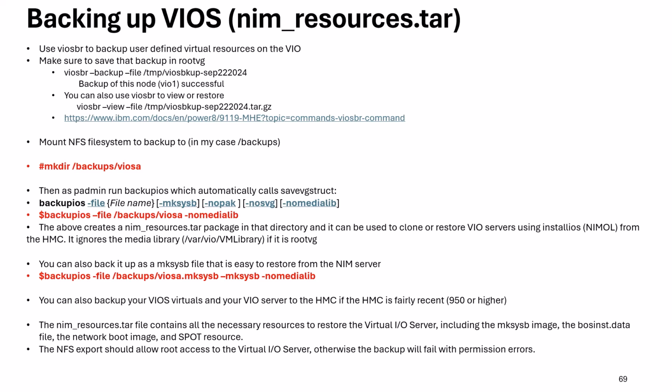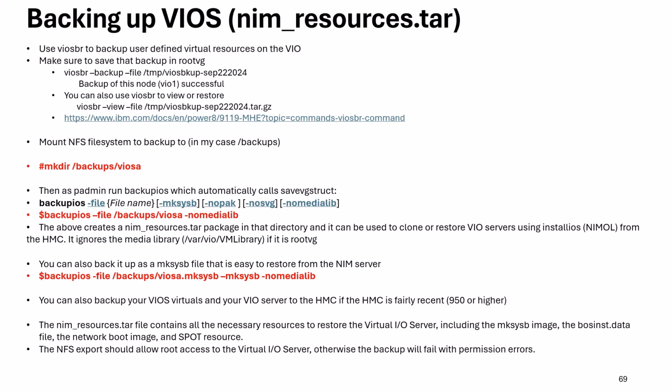So with the viosbr, you do a -backup and you save them somewhere in rootvg, and then you can view them or you can restore them from those files. And by default, it will put them in /home/padmin/cfgbackups, I think.